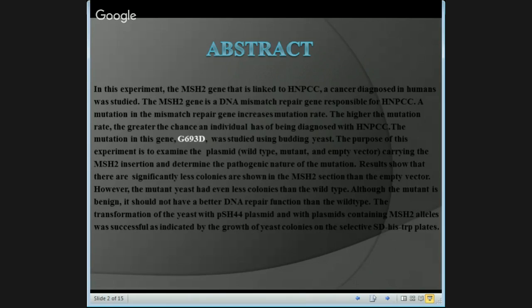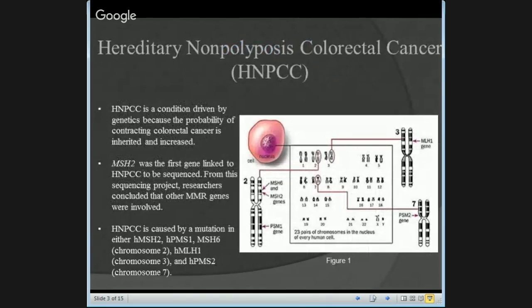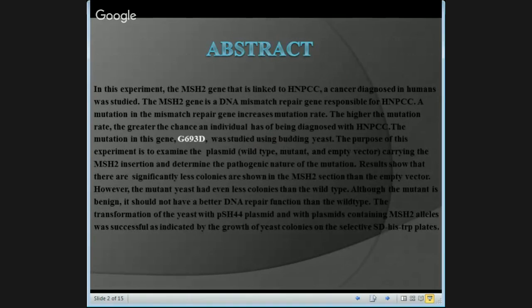The purpose of this experiment is to examine the plasmid, or the wild type, mutant and empty vector carrying the MSH2 insertion, and determine the pathogenic nature of the mutation. Results show that there are significantly fewer colonies in the MSH2 section than the empty vector. However, the mutant yeast had even fewer colonies than the wild type.